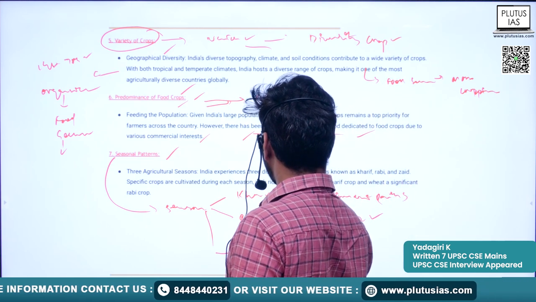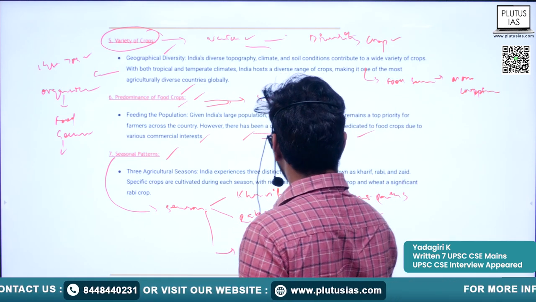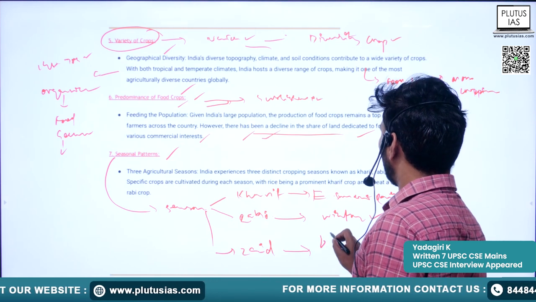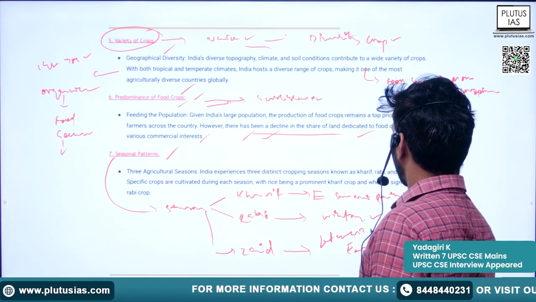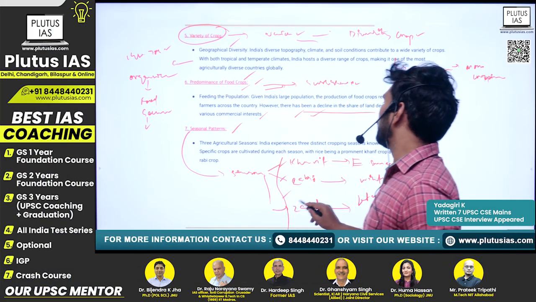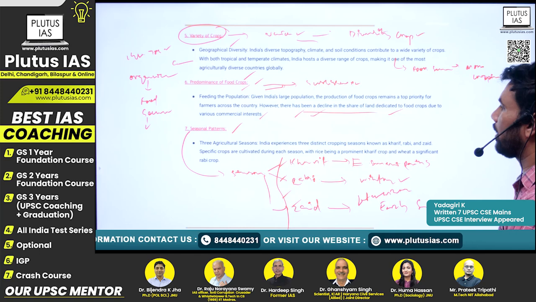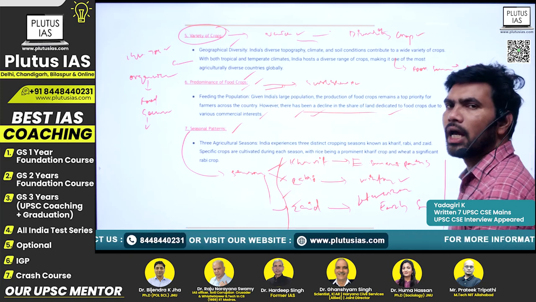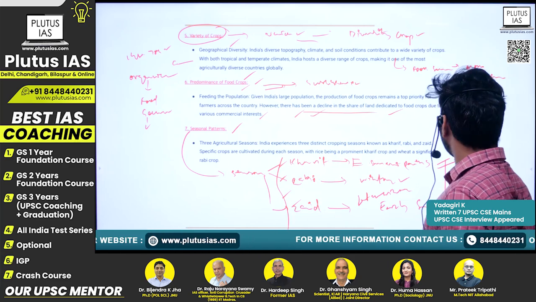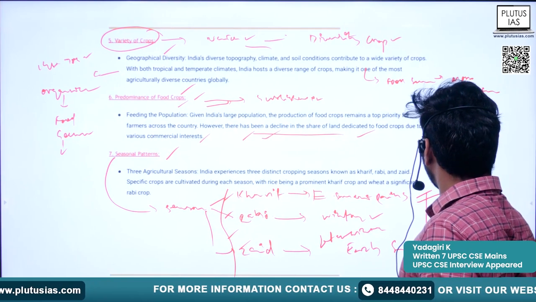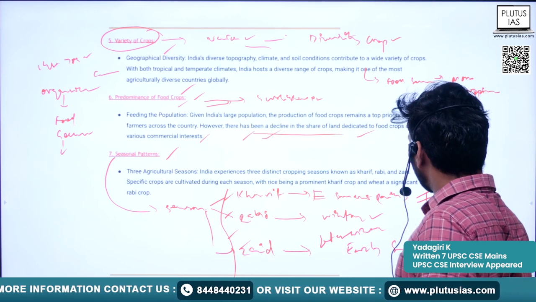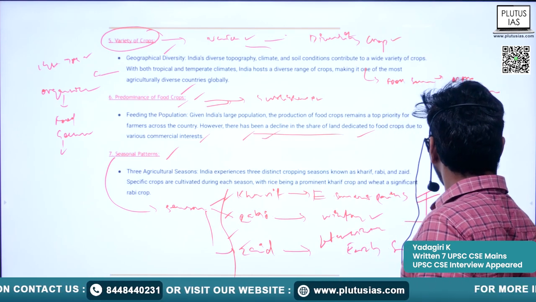Next one is Zaid. This is late winter to early summer. So generally we have three seasons in India. Each season has its own peculiar crops. When we see the Kharif season, rice is predominantly grown. Rice and other crops like sugarcane and maize are grown. When it comes to the Rabi season, wheat is predominantly grown.